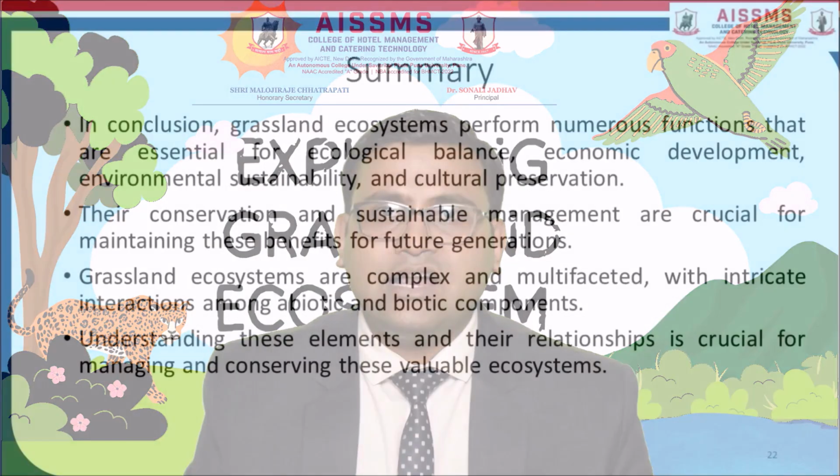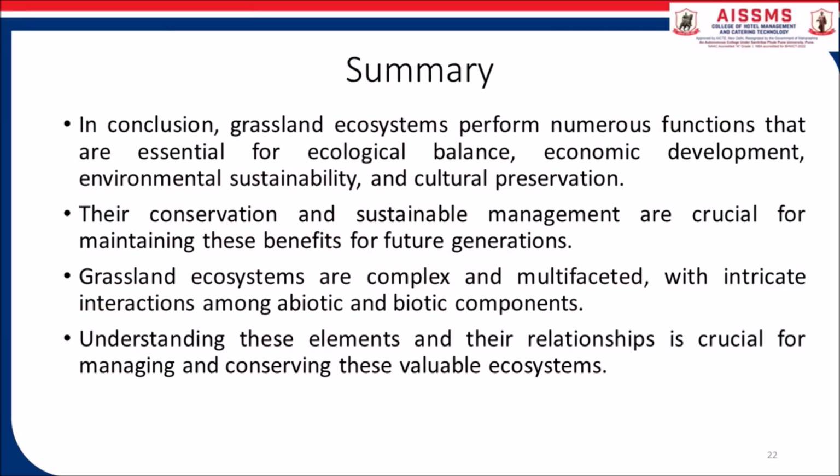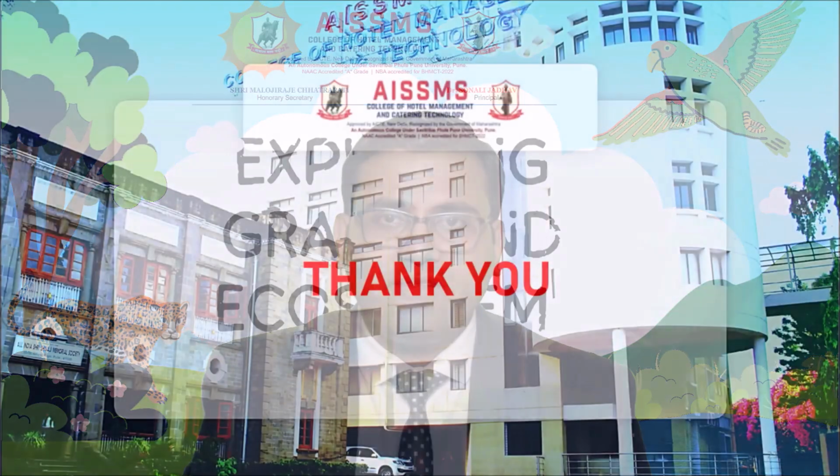In conclusion, grassland ecosystems perform numerous functions that are very much essential for ecological balance, whether from an economic perspective, environmental perspective or cultural perspective as well. Grassland ecosystems are complex and multifaceted with an intricate interaction among abiotic and biotic components. Understanding these elements and their relationships is crucial for managing and conserving this valuable ecosystem which we have.